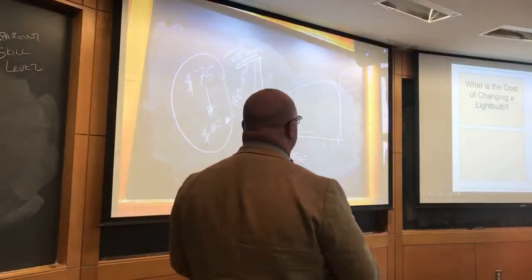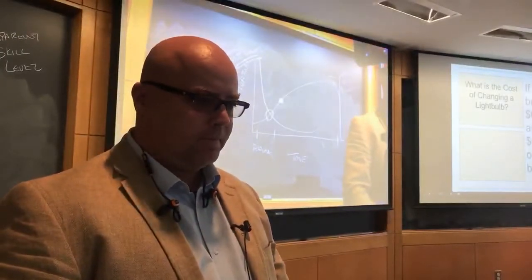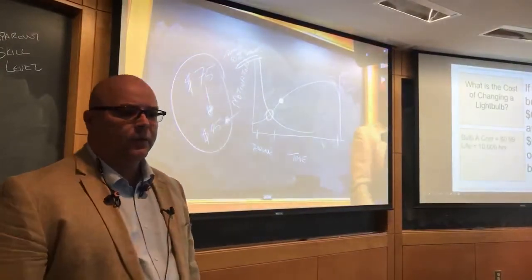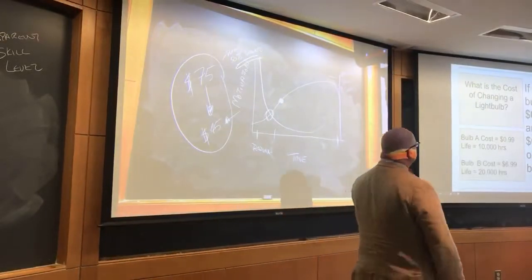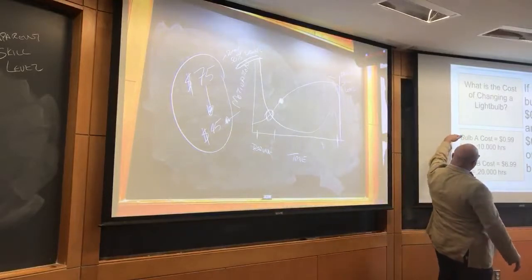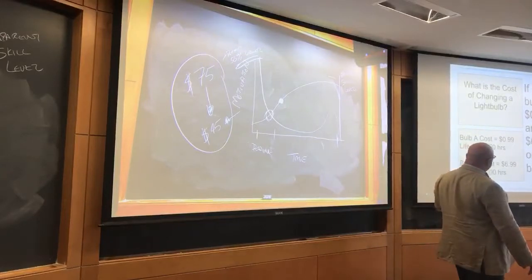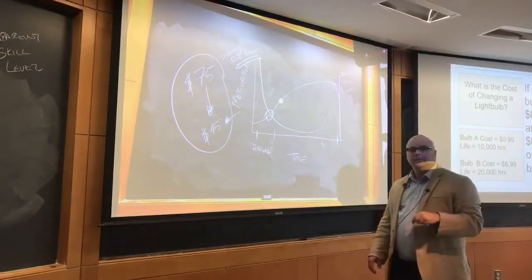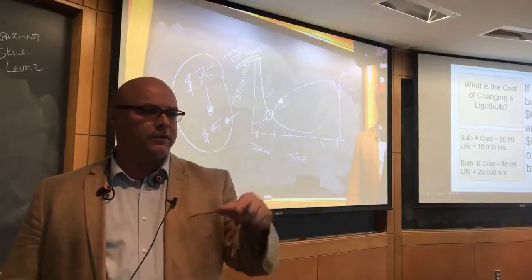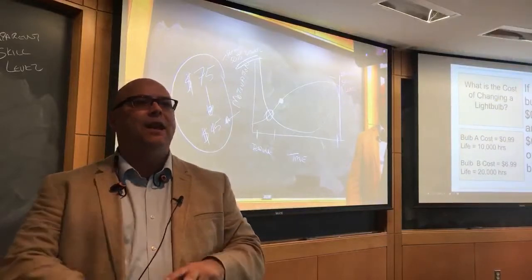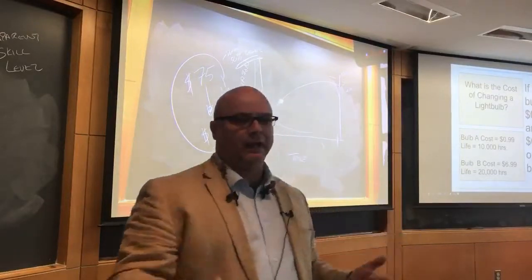What's the cost of changing a light bulb? If one light bulb costs 99 cents and another one costs $6.99, the first one has a 10,000 hour life. The second one has a 20,000 hour life. Which light bulb should you buy? This is what the cards are for. Both have the same light quality, so you can't notice the difference in quality of the light.